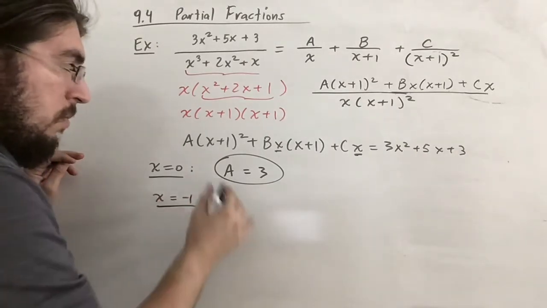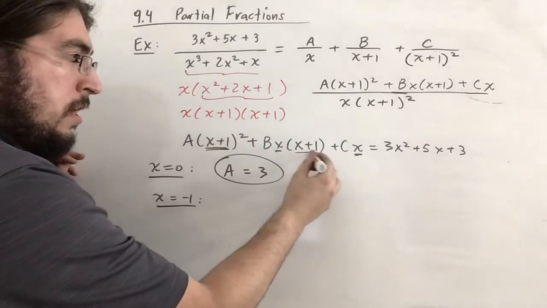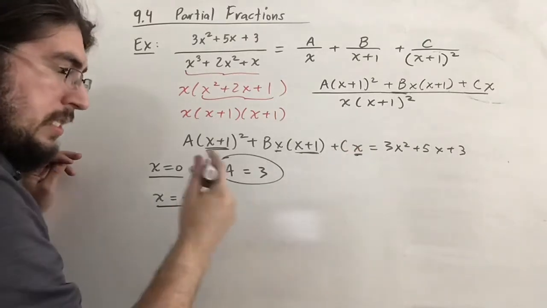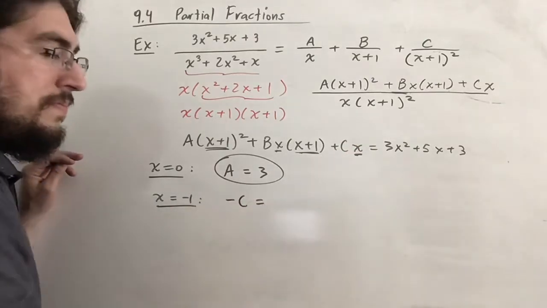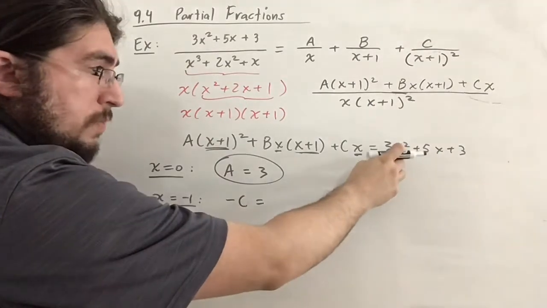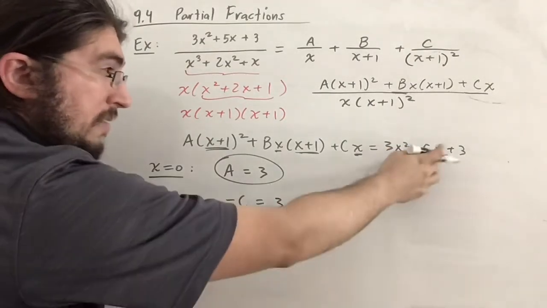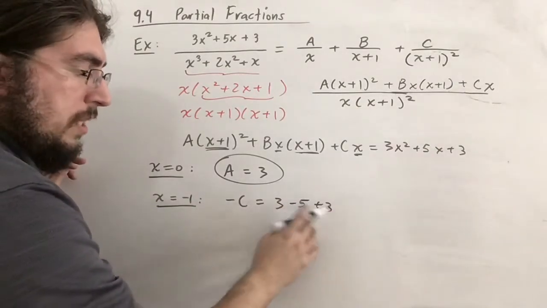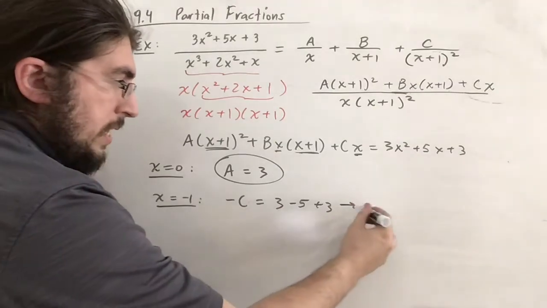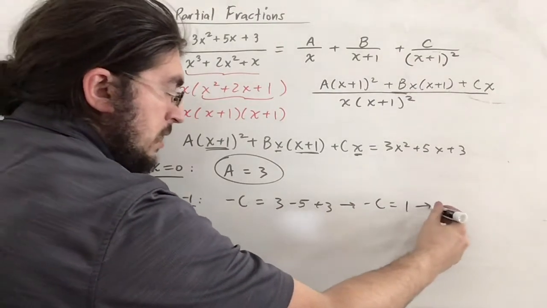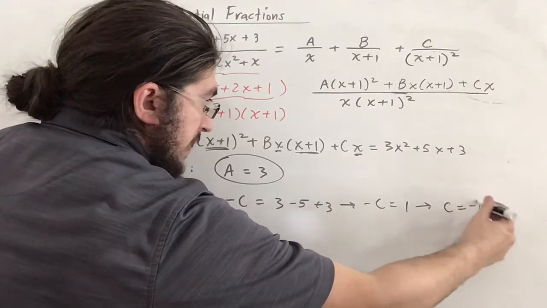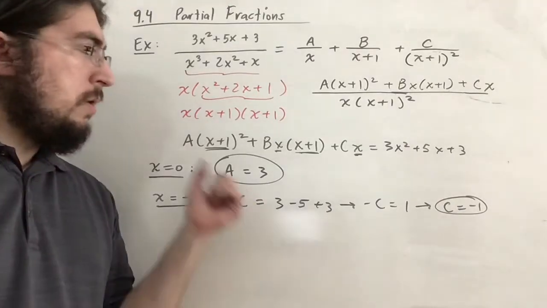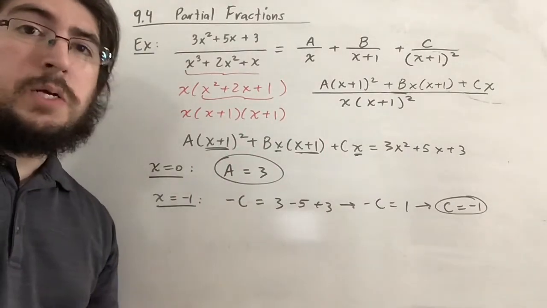Now I'm going to plug in -1, which of course will give me a 0 here and here. So those two are gone, and now we have c times x, which is -1. So that's a negative c on the left. On the right, -1 squared is +1, so that's 3. -1 times x is -5, and then plus 3. So notice that's just 6 plus 5. So altogether we get negative c is equal to 11. Dividing by negative gives us c is equal to -1.